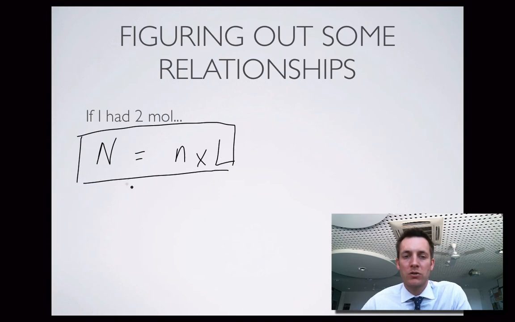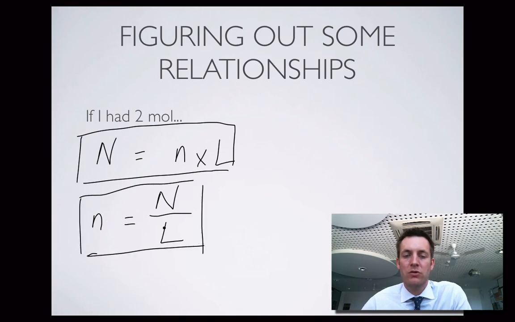And once you know that, if you're good at rearranging things, you can also find a formula for little n, the number of moles. And that's just big N divided by Avogadro's number. So the number of particles divided by Avogadro's number is equal to the number of moles. So there are 2 relationships that we're going to use quite often.